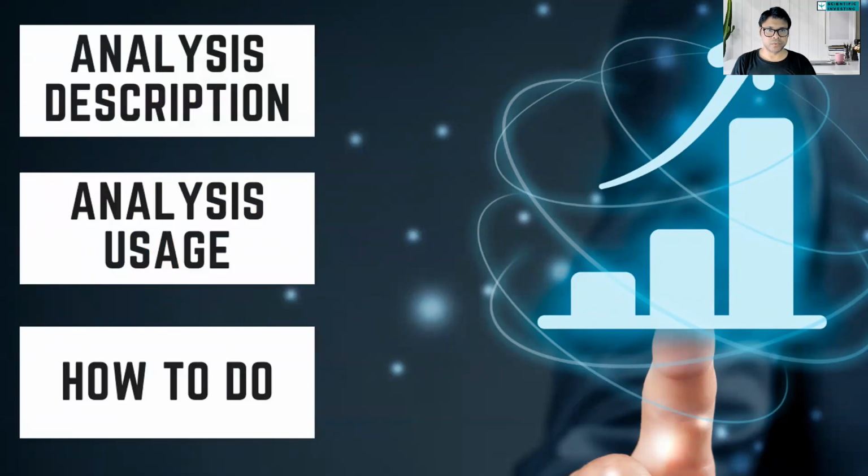We are going to analyze these first 5 features. First I will give you an analysis description, what this analysis means. Then I will tell you what is the use of doing this analysis in fundamental research. And third is how to do it using Trendlyne. That is the overall format we'll keep.